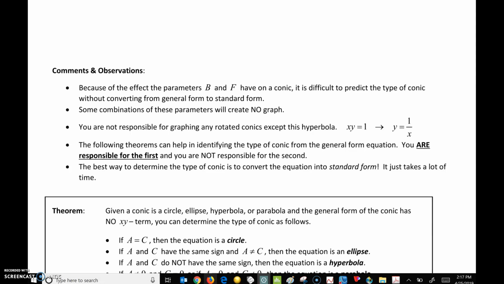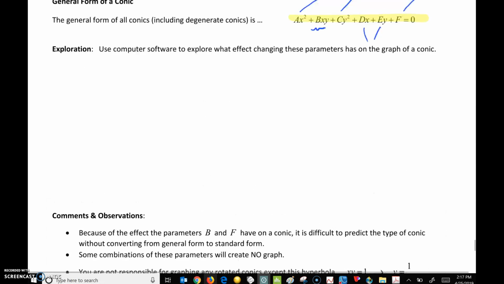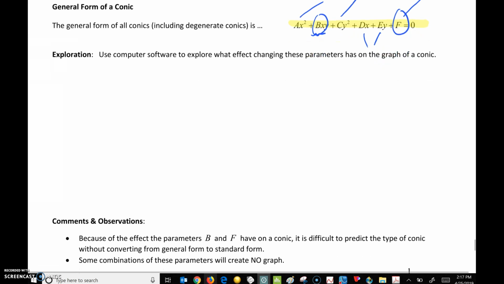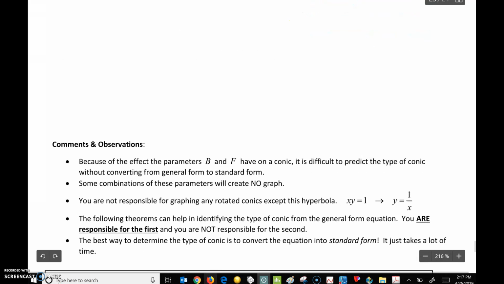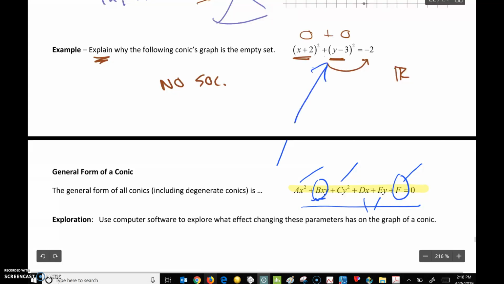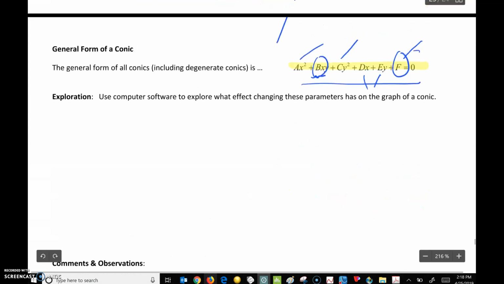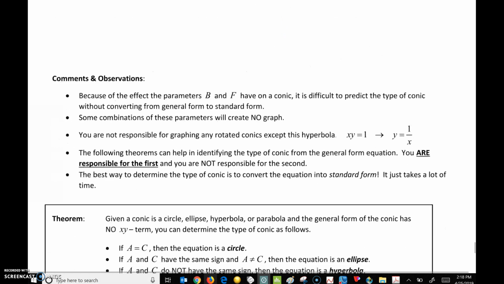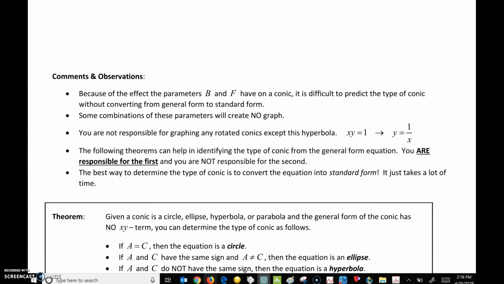Because of the effect parameters B and F have on the conic, it is difficult to predict the type of conic when it's in general form. Some combinations of these parameters will create no graph. We illustrated that up here with this example. There was no graph on that one. So a general form equation isn't always going to be a conic. It could be an empty set and have no graph at all. Or it could be a degenerate, or it could be your standard circle, ellipse, hyperbola, and parabola.